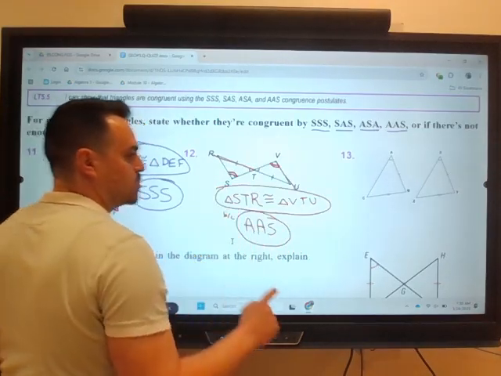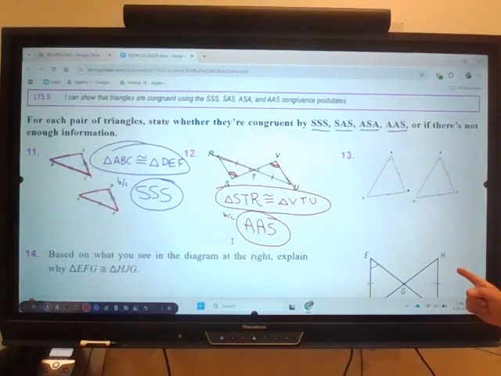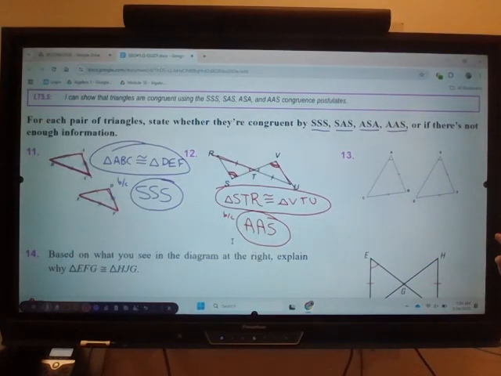What about this last one? Okay. We know that this angle and this angle and this side, this side, this side, this side, this side. Is there an angle, side, side theorem or postulate? No. Yeah, there's not enough information for this one. Not enough info.